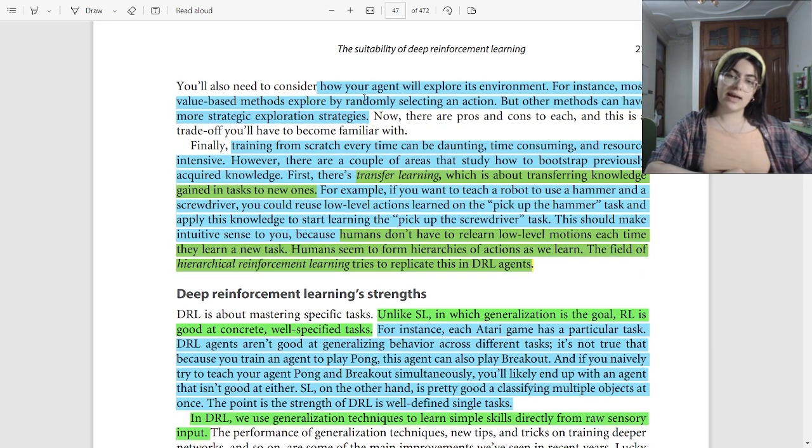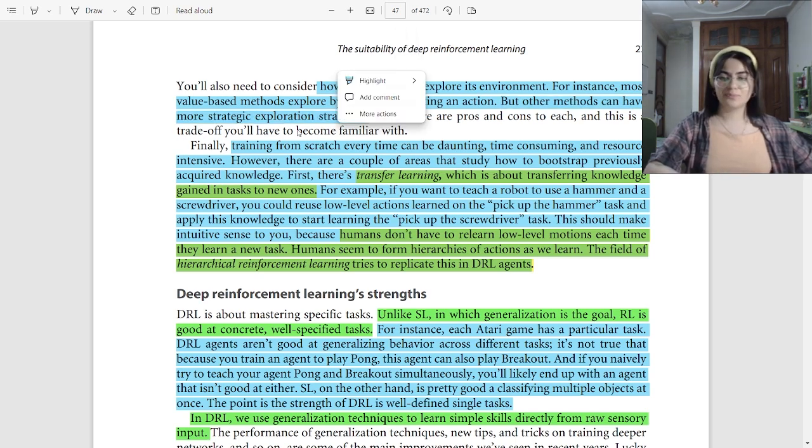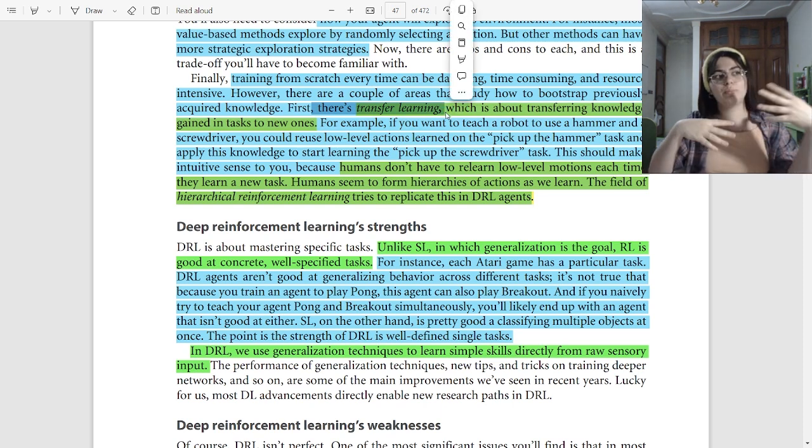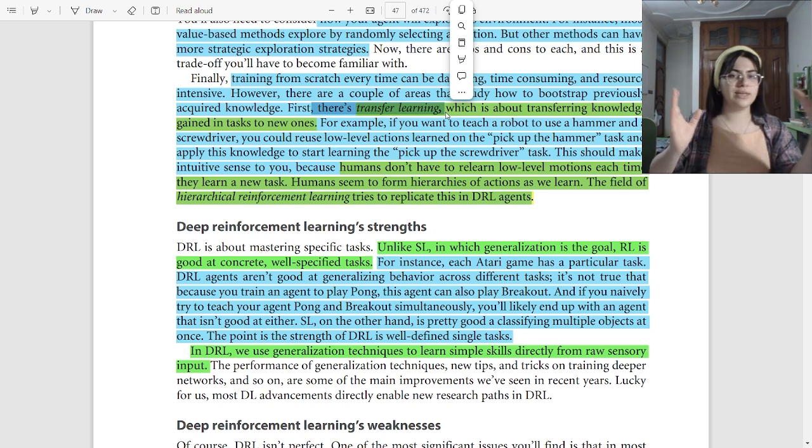And then it mentions that you should consider how your agent will explore its environment. Most value-based methods explore by randomly selecting an action, but other methods can have more strategic exploration strategies. And finally, training from scratch every time can be daunting, time-consuming, and resource-intensive. However, there's a couple of areas that study how to bootstrap previously acquired knowledge. First, there's transfer learning, which is basically like in neural networks, you train your network based on something, and then you use the trained network to learn something new.